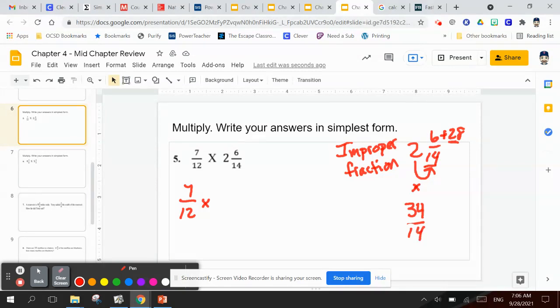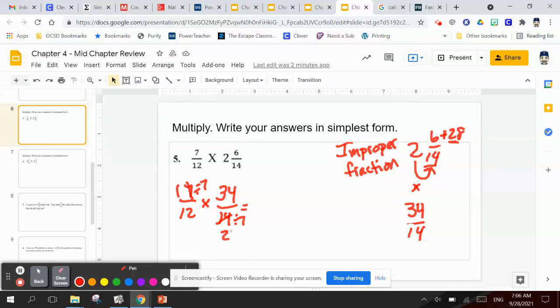Which is 14. So then I bring that over here, 34 over 14. Again, I can multiply straight across and then use my simplifying calculator. If you know how to simplify before you multiply, you know that 7 is a factor of 14. 7 goes into 7 once. 7 goes into 14 twice.